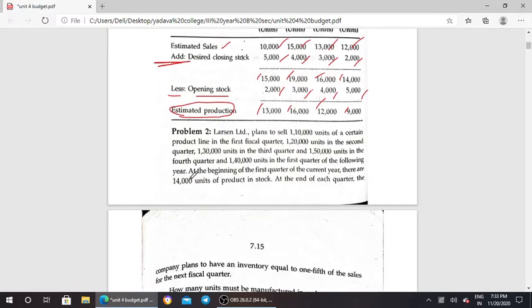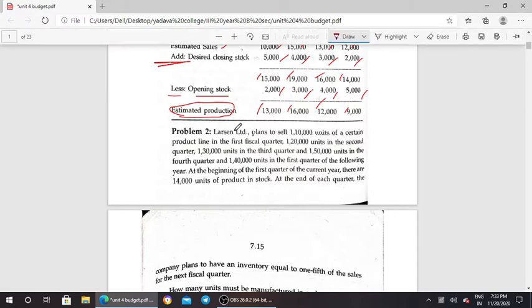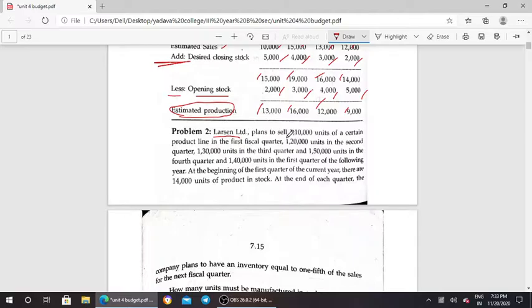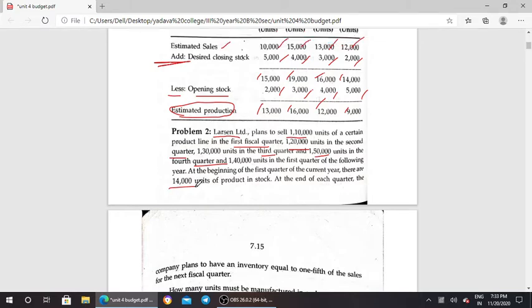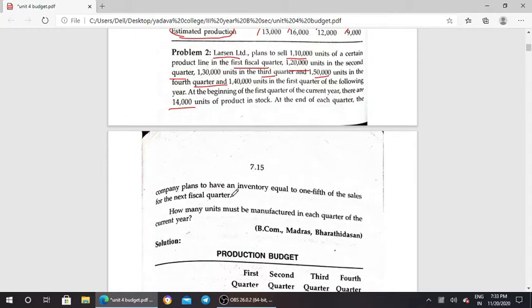That is, how in each quarter the production and sales have gone. This is Larsen Limited. They expect sales of 1,10,000 units for a certain product line in the first fiscal quarter, then 1,20,000 in the second quarter, 1,30,000 in the third quarter, and 1,50,000 in the fourth quarter. So they have given the 4 quarters. At the beginning of the first quarter of the current year, there are 14,000 units of the product in stock. At the end of each quarter, the company has to hold inventory equal to 1/5 of the sales.